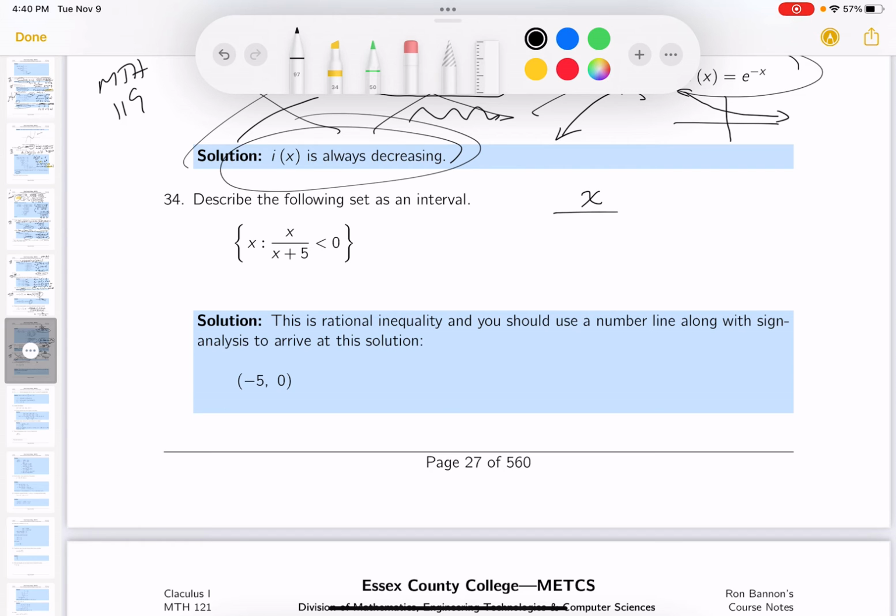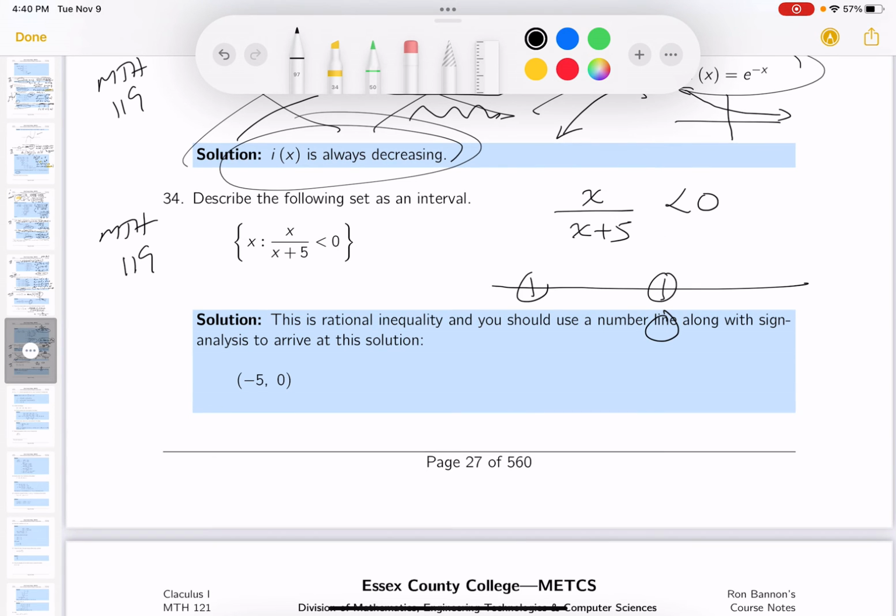We're basically solving a very simple rational inequality. Where was this covered? In Math 119. And I'll write this down for you. Number line goes down. The zeros get listed. The 0 of the top polynomial is 0, and the 0 of the bottom polynomial is minus 5. And this is where those things change their sign.